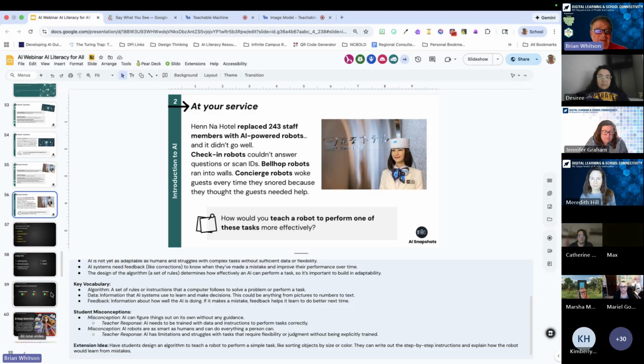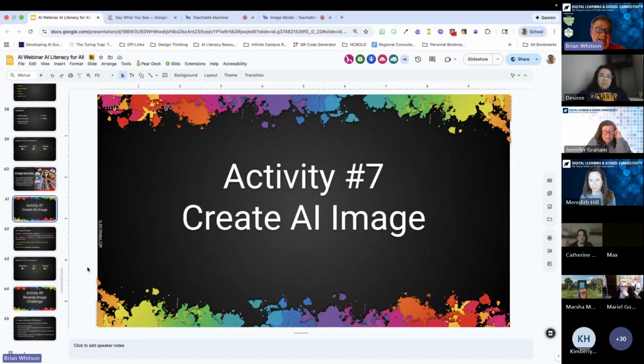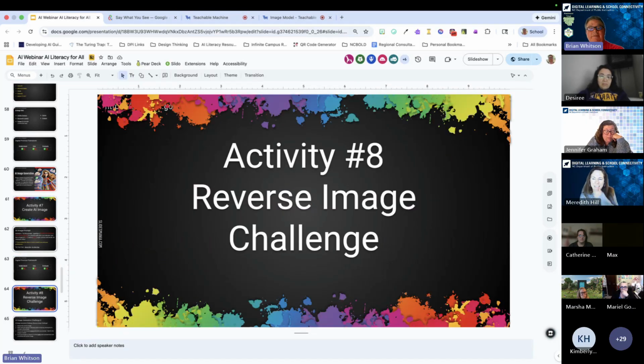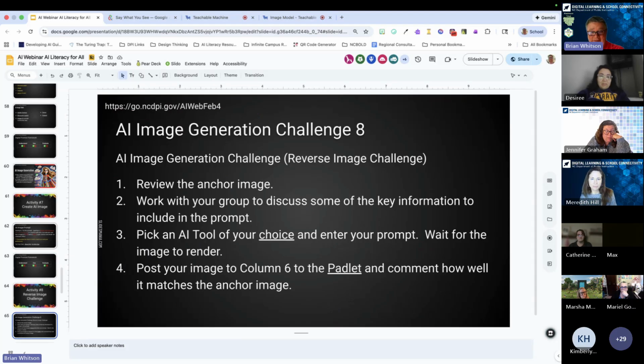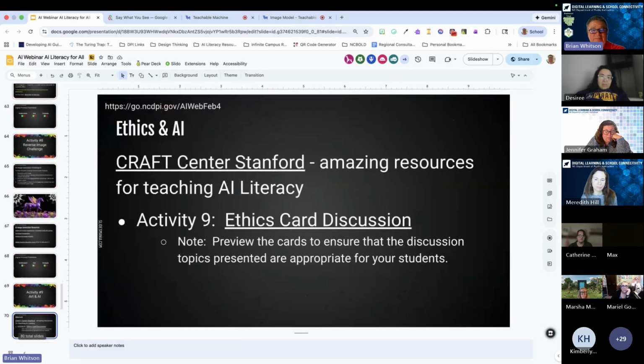So, as we come to the end, there are a couple of other activities in there. Any of these you are welcome to take and use. But these were all about helping to build up this idea of AI literacy. And so I've tried to provide support in there.